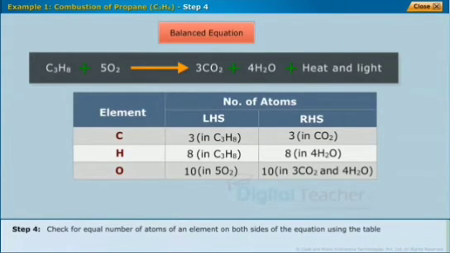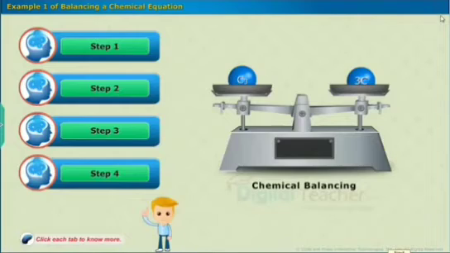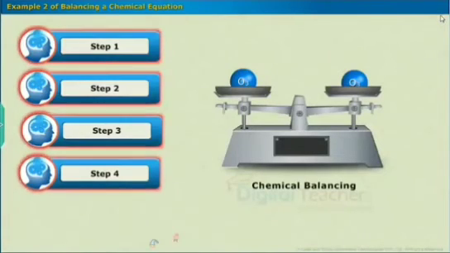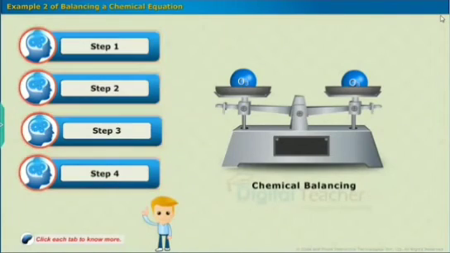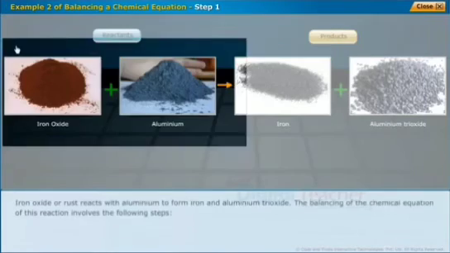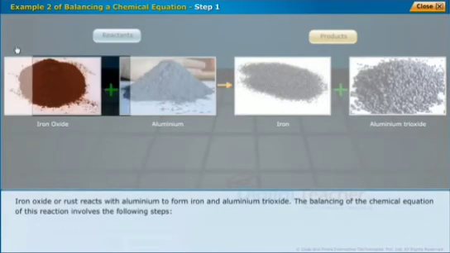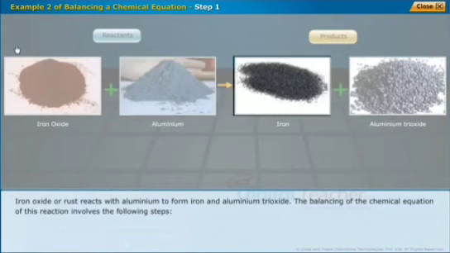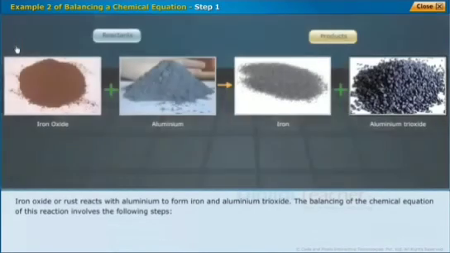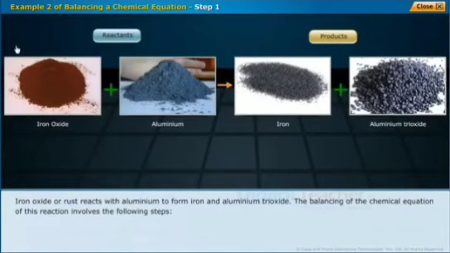Let us learn to balance another chemical equation. Example 2 of balancing a chemical equation. Click each tab to learn the steps in detail. Iron oxide or rust reacts with aluminium to form iron and aluminium trioxide. The balancing of the chemical equation of this reaction involves the following steps.